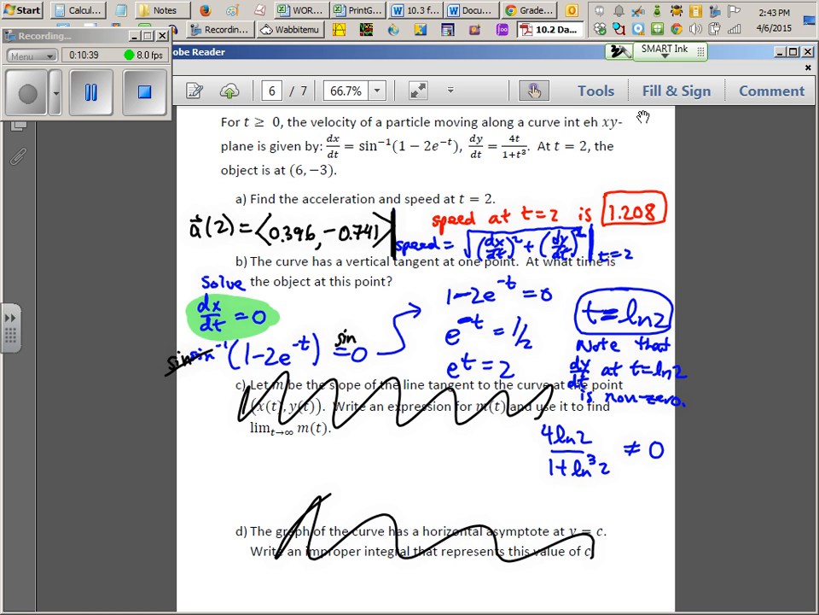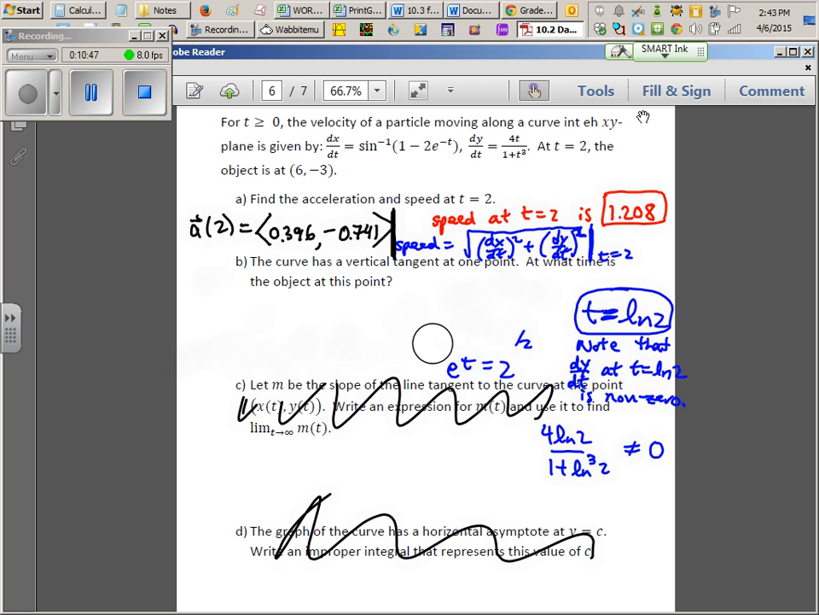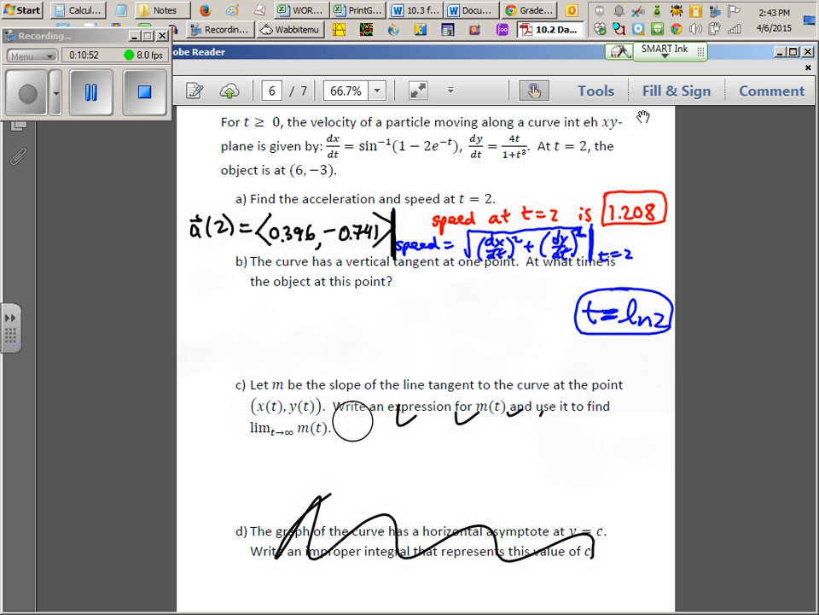Okay, now let's go on and talk about part C. I scribbled it out just so you can see my work better. All right, so we've got our answer for part B. And we justified that dy/dt was non-zero. Okay, let m be the slope of the tangent line to the curve at the point (x, y). Write an expression for m and use it to find the limit as t goes to infinity of m(t).